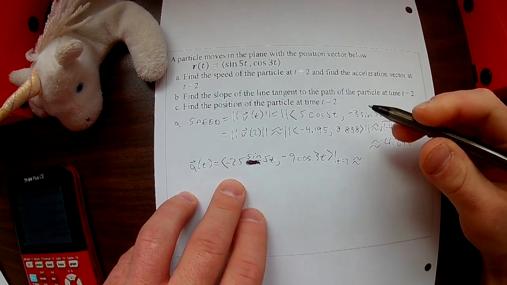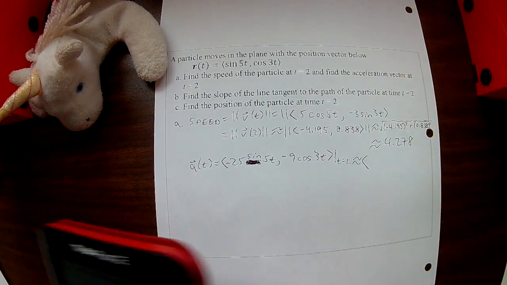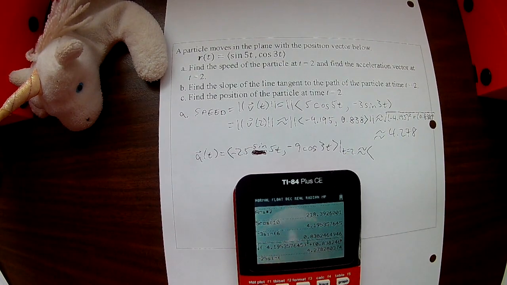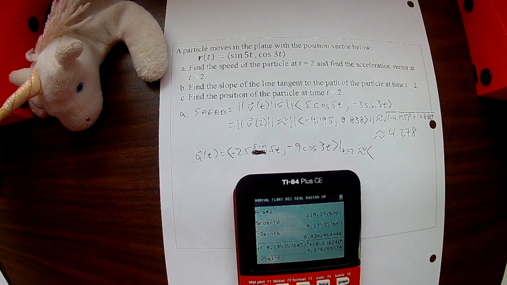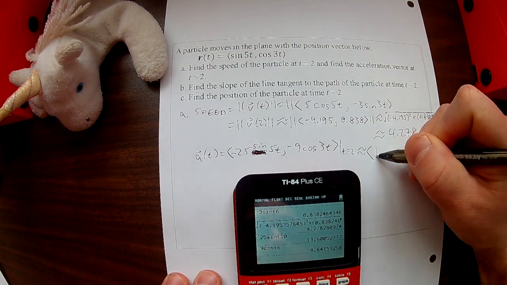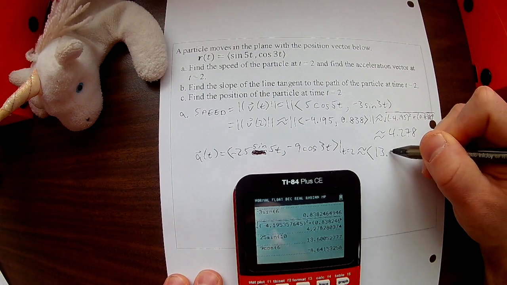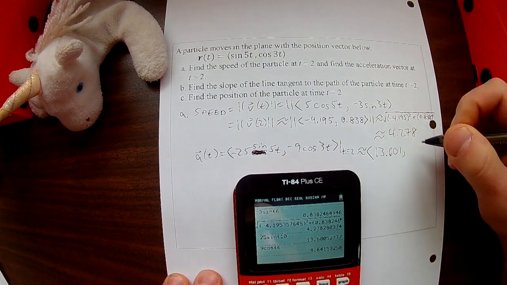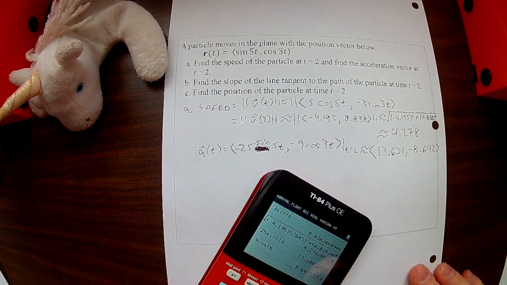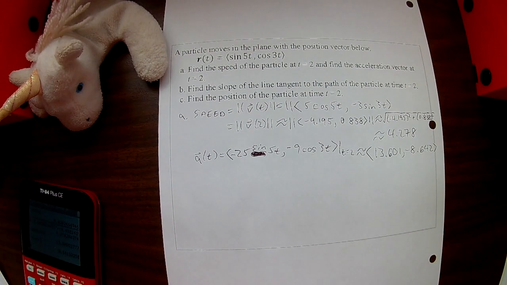The acceleration at t equals 2 is going to be approximately, let's see, negative 25 sine of 5t at t equals 2, so sine of 10, negative 9 cosine of 2 times 3, 6. Alright, so the acceleration vector is approximately <13.601, -8.642>. Alright, now we've answered that.